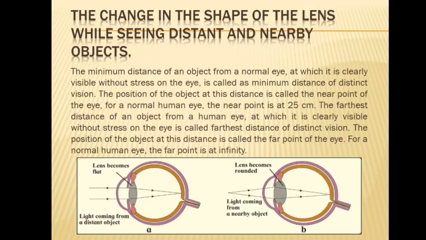The farthest distance of an object from a human eye at which it is clearly visible without stress on the eye is called the farthest distance of distinct vision. The position of the object at this distance is called the far point of the eye. For the normal human eye, the far point is at infinity.